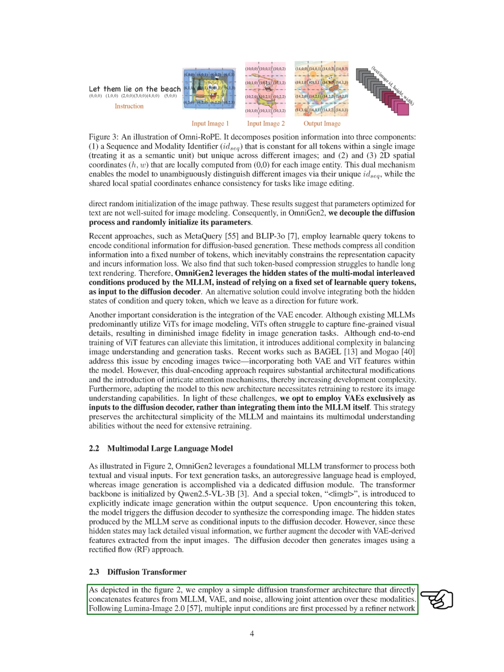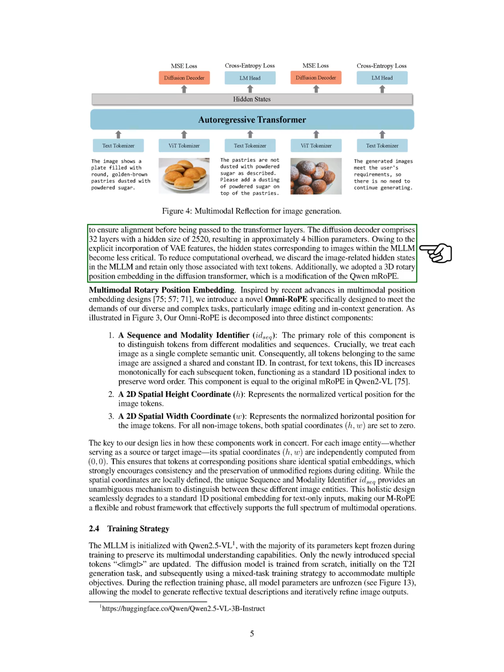Following the Lumina Image 2.0 approach, we first process multiple input conditions through a refiner network to ensure they align before they enter the transformer layers. Our diffusion decoder consists of 32 layers with a hidden size of 2,520, totaling around 4 billion parameters. By incorporating VAE features, the hidden states related to images in the MLLM become less important, so we eliminate those states and keep only the text-related ones.